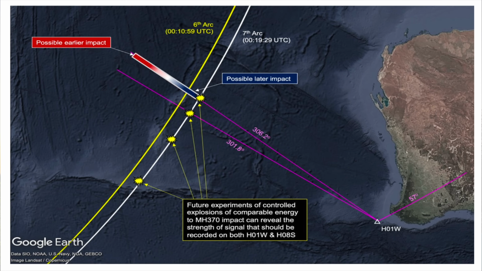And Cardiff University conclude that there's a practical suggestion to help resolve the ongoing debate regarding the detectability of acoustic signals radiated by MH370, and that is to conduct controlled explosions along the 7th arc.